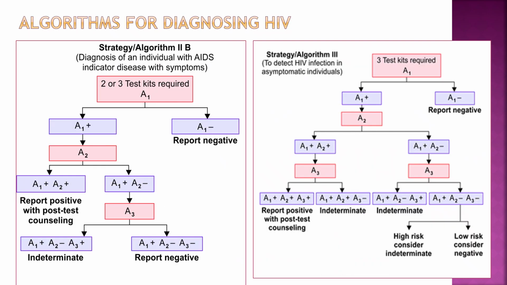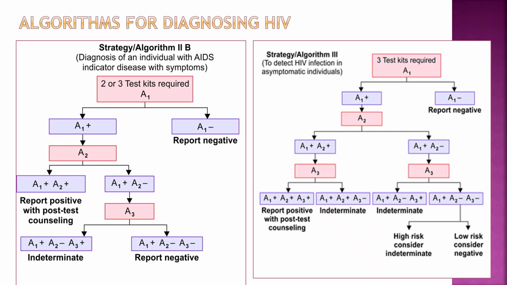Strategy 2B is for diagnosis of individuals with AIDS indicator disease with symptoms. Two or three test kits are required. If A1 negative, report negative. If A1 positive, then second kit, that is A2. If A1, A2 positive, report positive with post-test counseling. If A1 positive, A2 negative, then third kit, that is A3. If A1 positive, A2 negative, and A3 positive, indeterminate. And if A1 positive, A2 negative, A3 negative, report negative.